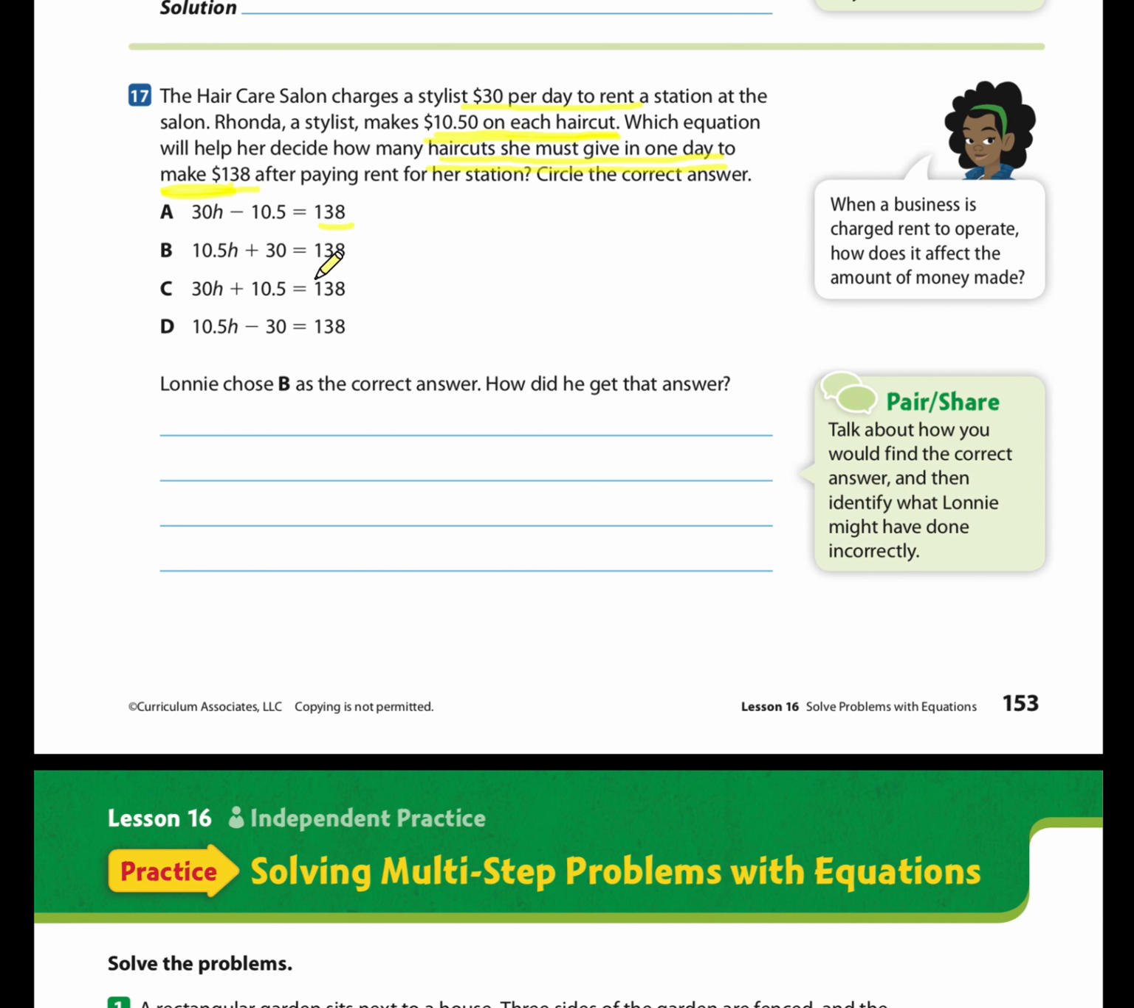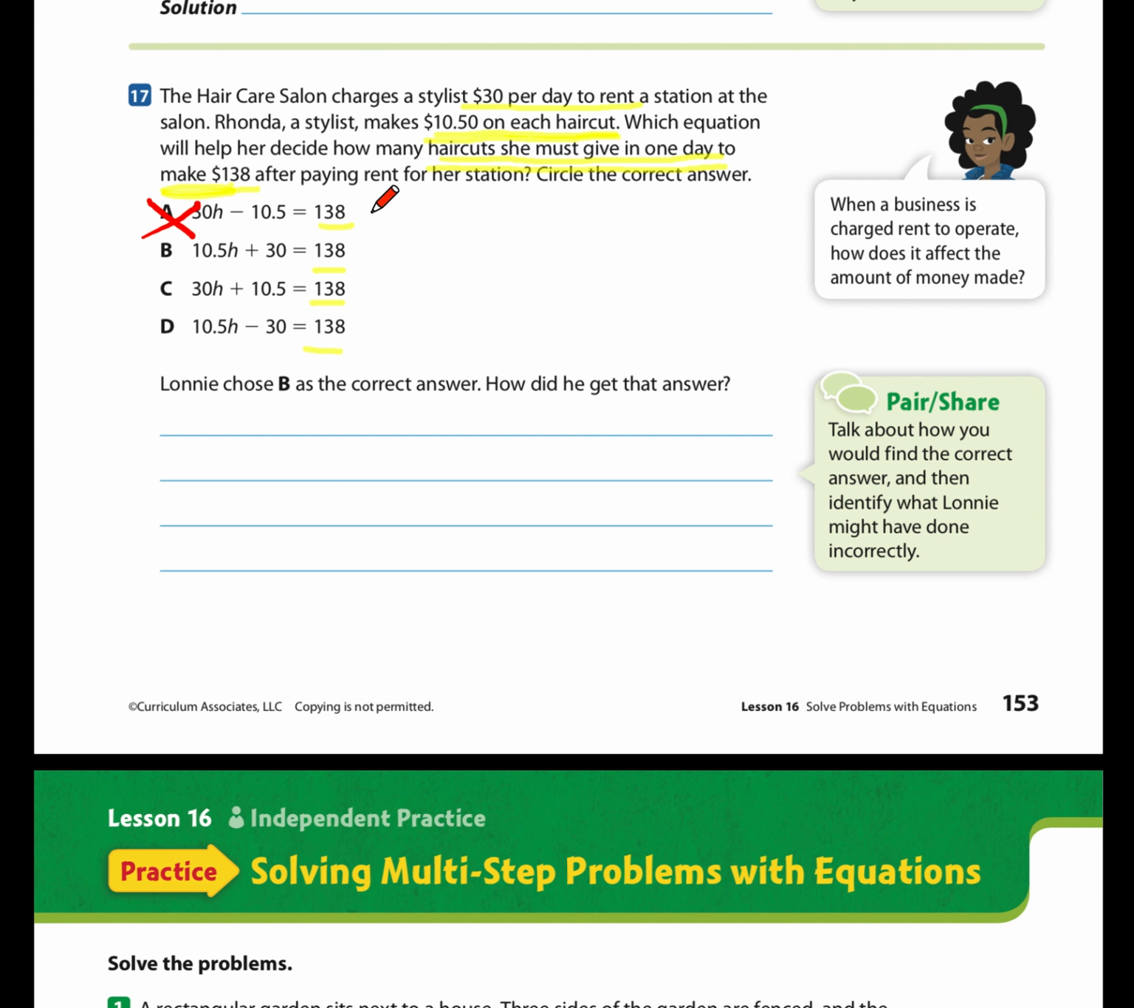So if you notice, they all have a total of 138. You can't jump ahead and go, oh, which one just says 138? They all do. So you really do have to break down each equation. So this is 30 times H minus 10.50 equals 138. Well, are we doing 30 times a haircut? No, it's 30 times the rent. It's 30 times the day. So we're not doing 30 times a haircut and then minusing 10.50. So that's not going to be a good option.